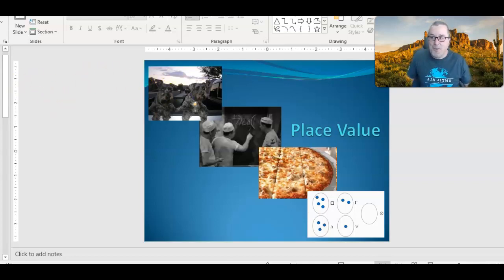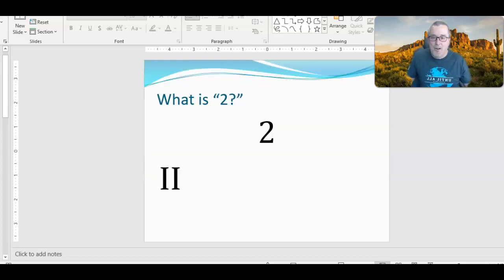And it starts out with just this. Have you ever thought about what is 2? Is that symbol a 2? Well, what if we did Roman numerals? Is that symbol a 2? I will argue that neither one of these is 2. They're just representations for the idea of 2. And 2 is an idea.